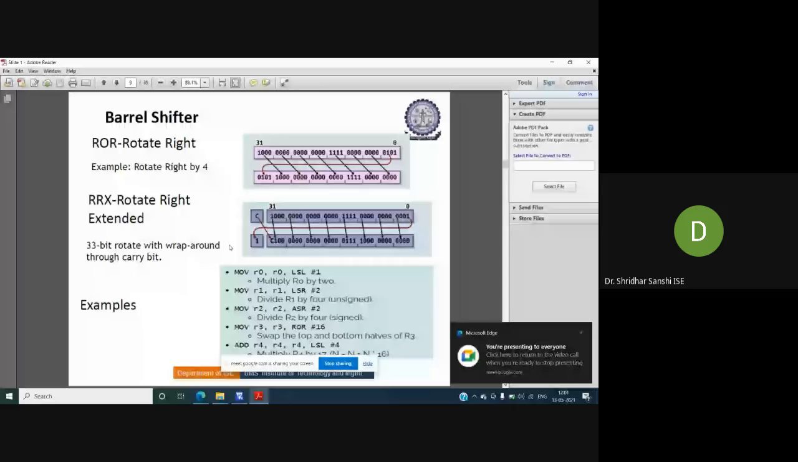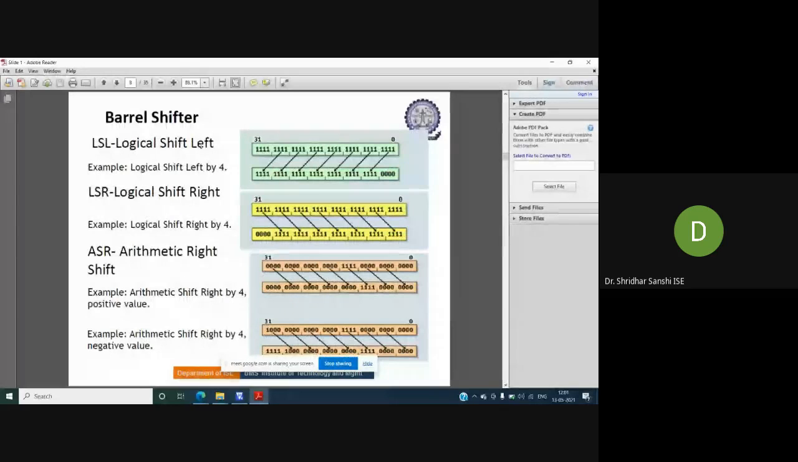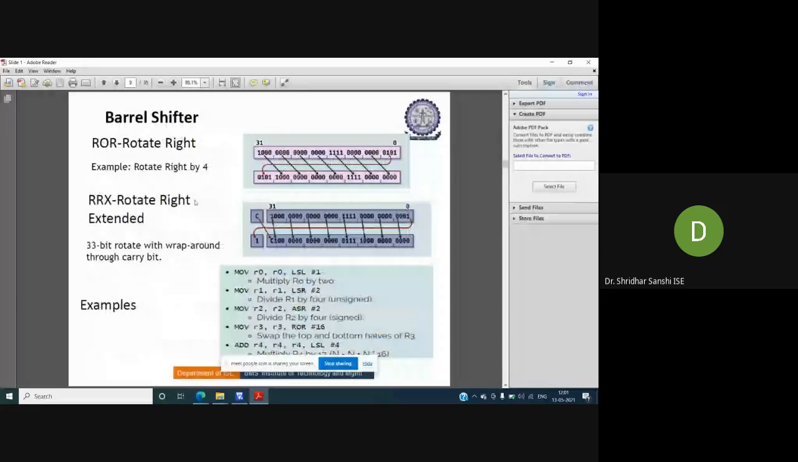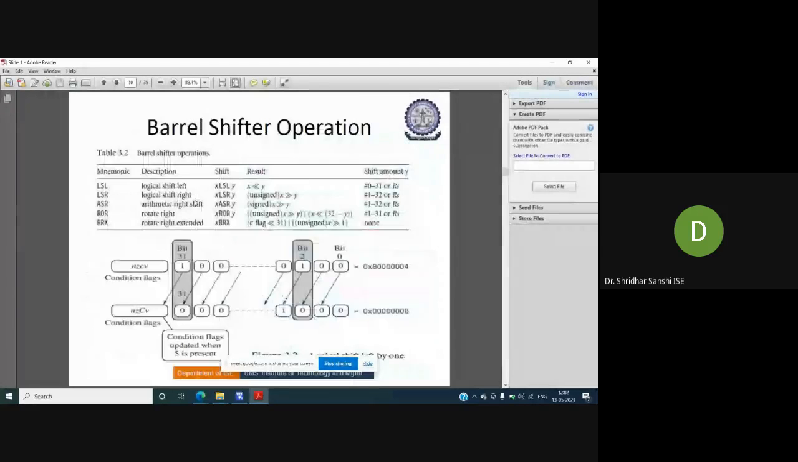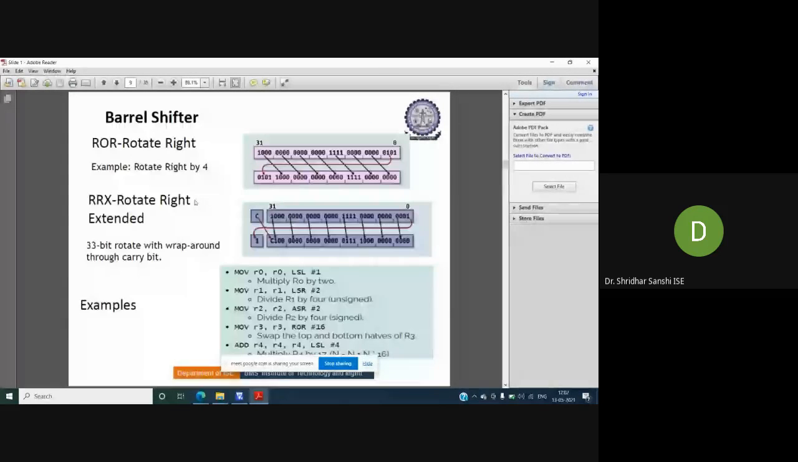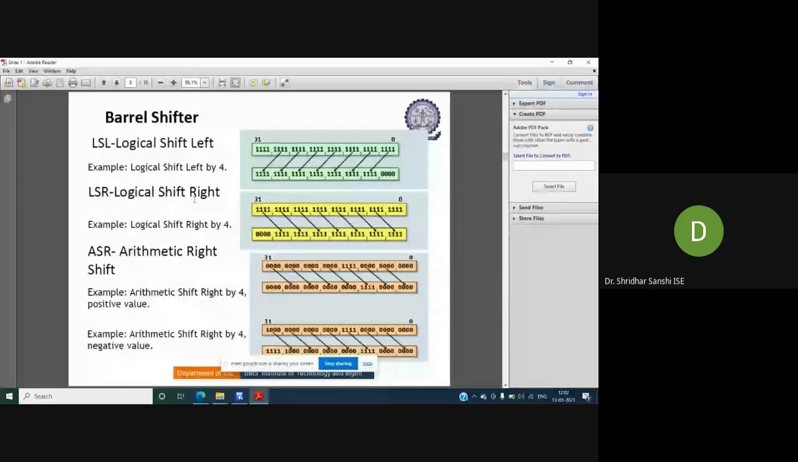Whenever we are doing a logical shift, it is nothing but we are multiplying the content of the Rm register. One example I've shown is that if we shift 4 times, it means we are multiplying the register content by 2 to the power of 4.